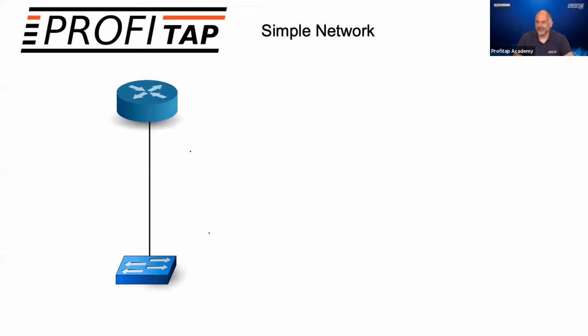Here we have a simple network, right? This is about as basic as it gets. We've got our router, we've got a switch, and all we want to do is get in the path of these packets and start monitoring what's going on. So first thing we're going to do is put on the old glasses so we can see what's going on here.